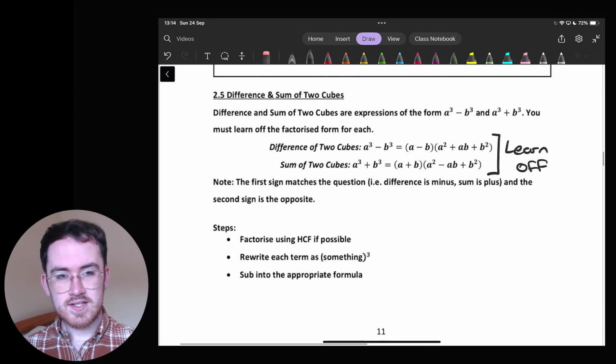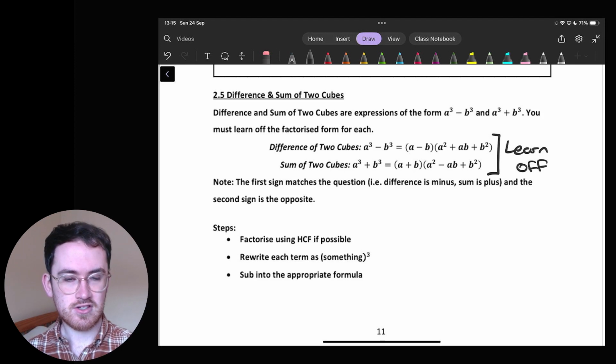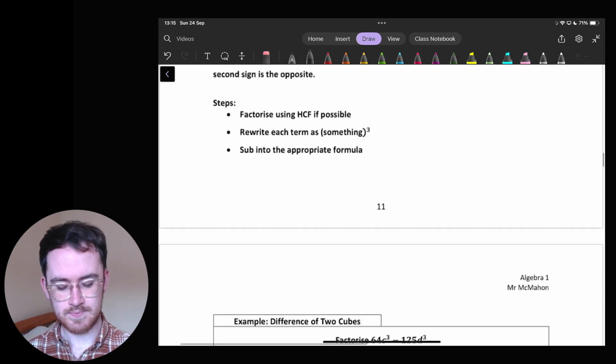So if we're looking at a sum or difference of two cubes, the first thing we would do is factorize using highest common factor if we can. Because in some of the questions we might have to factorize first and then factorize as a difference of two cubes or sum of two cubes. It mightn't immediately look like one, but when we factorize something out, then it becomes clearer to us. Once we've done that, we're rewriting each term as something cubed, and then we sub into the appropriate formula, whether it's difference or sum of two cubes.